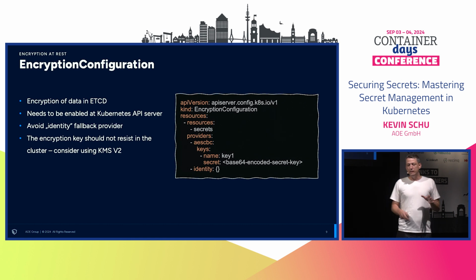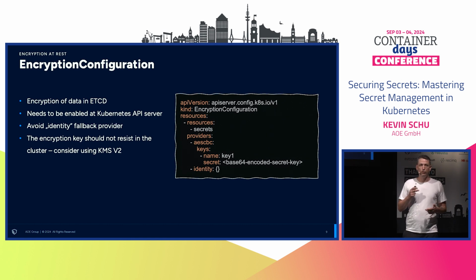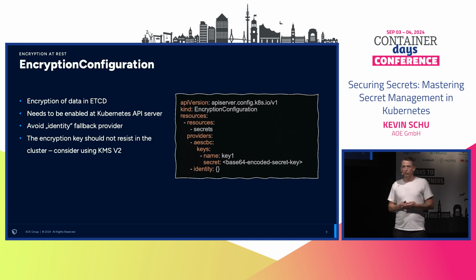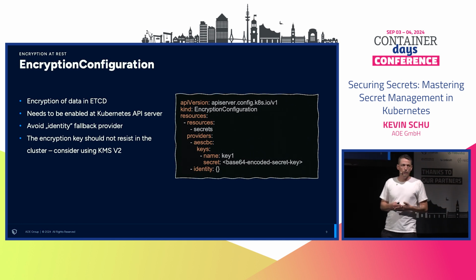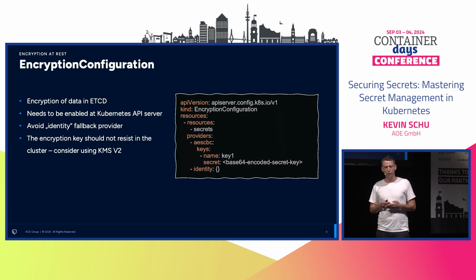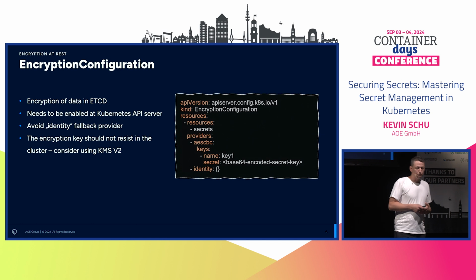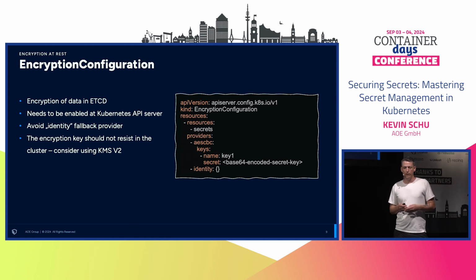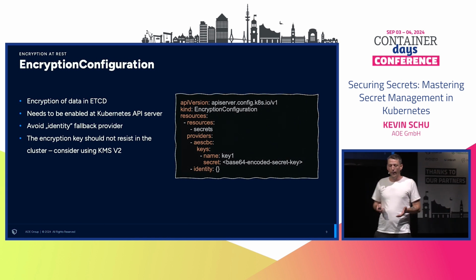I won't drill into the details of encryption configuration, but there are a few points that I want to mention. The encryption configuration can only be used when it's enabled at the API server, so check out the Kubernetes documentation for that. And you should also avoid the identity provider. The identity provider, as you've seen it here, will be used as a fallback, and it is just a pass-through provider. It does not do any encryption at all.